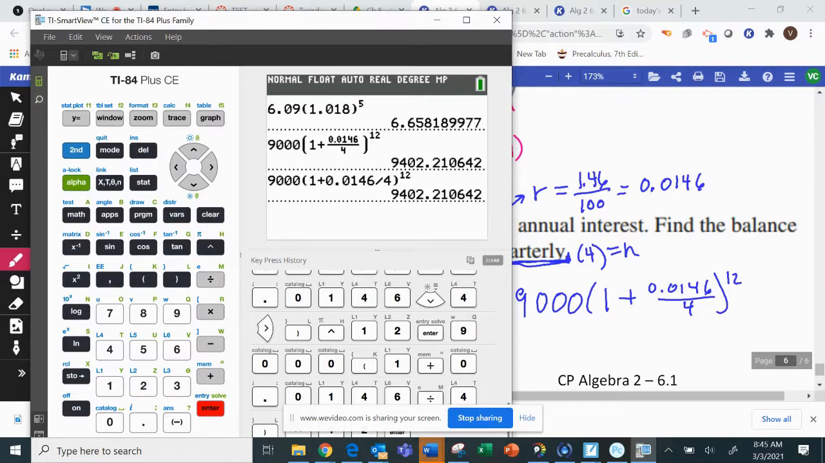Yes, dear. Why did you multiply 4 times 3? Because that's in the formula. The formula says N times T. You see it? It's teeny tiny. So I got $9,402.21.